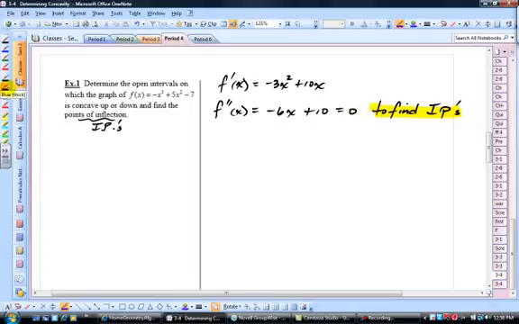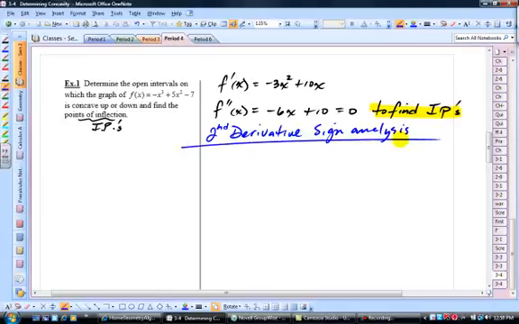So what we need to do is figure out where it's positive and negative. If the second derivative is positive, it's concave up on an interval. If the second derivative is negative, it's concave down on that interval. So we do what's called a second derivative sign analysis. Okay? All right, so f double prime.